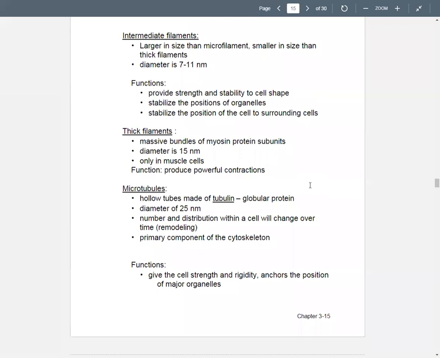All right, your intermediate filaments. Okay, they are larger in size than your microfilaments, but they're going to be smaller in size than the thick filaments. That's why they're called intermediate. A little bit larger diameter. It gives, again, strength and stability. Basically, they hold the organelles in place and also keep the cell in position relative to other cells.